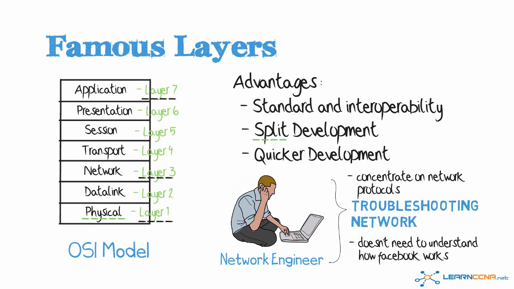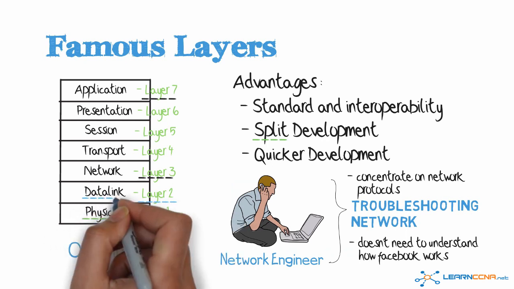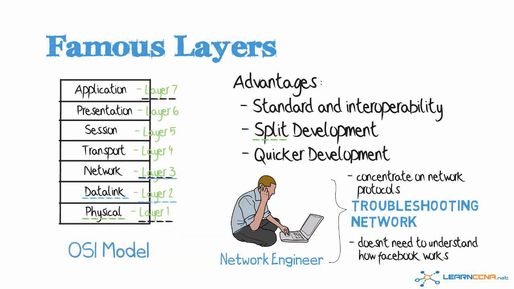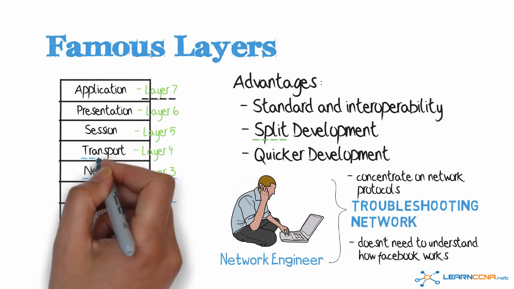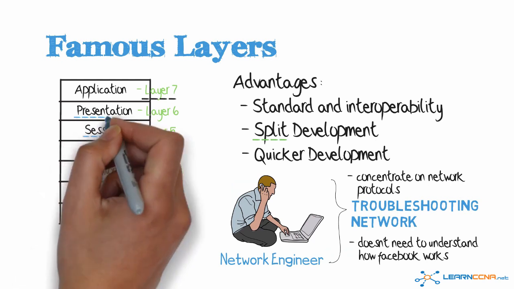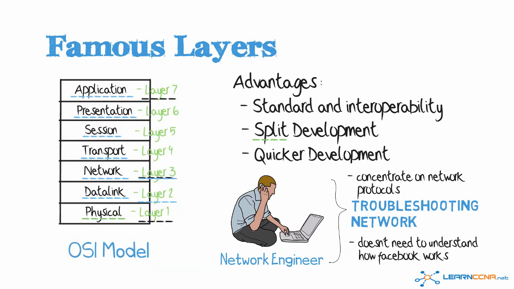We as network engineers will use names and numbers interchangeably, so we'll often talk about layer 2 or the data link layer, or layer 3 or the network layer. So remember your numbers and your layers. Layer 1 is physical, 2 is data link, 3 is network, 4 is transport, 5 is session, 6 is presentation, and 7 is application. Remember both the name and the number.